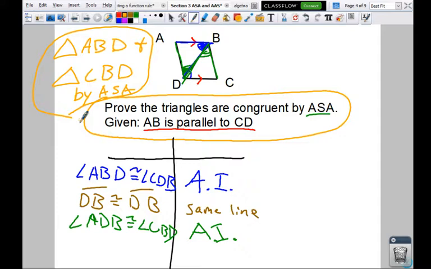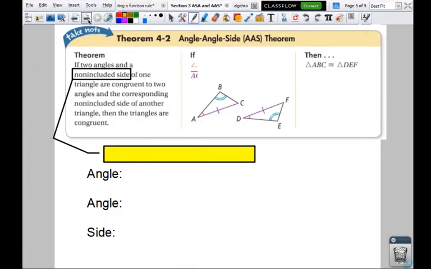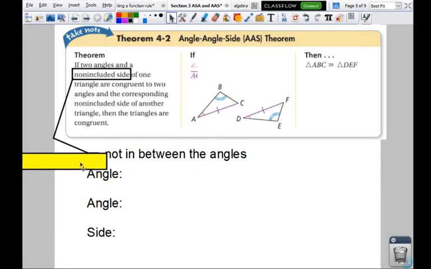All right, we are going to look at one more way. My last way I'm looking at is angle, angle, side. So when we look at angle, angle, side, if I have two angles and a non-included side, not between the angles, of one triangle, and they're congruent to two angles and a non-included side of the other one, we have congruent triangles. So this one is angle, angle, side.